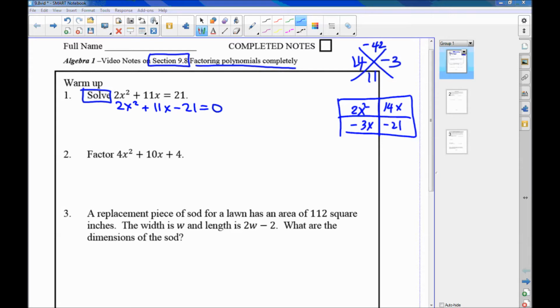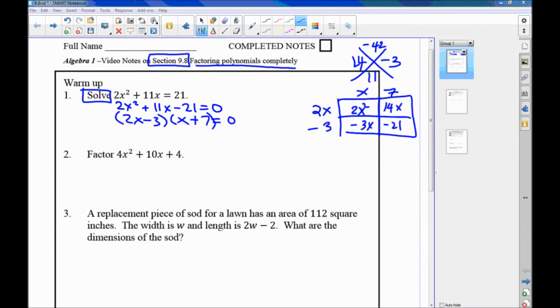So in our top two, 2x is the same. That leaves behind x and 7. And then negative 3 times 7 will make negative 21, and negative 3 times x will make negative 3x. So this will factor into 2x minus 3, x plus 7 equals 0.